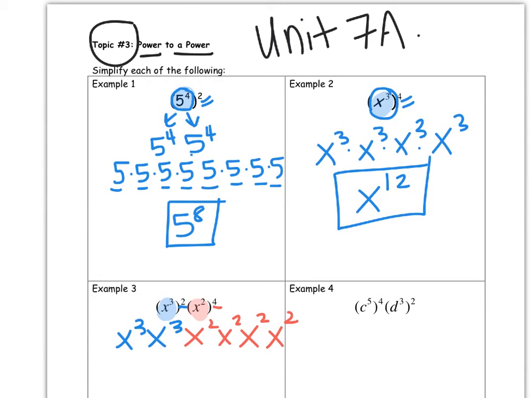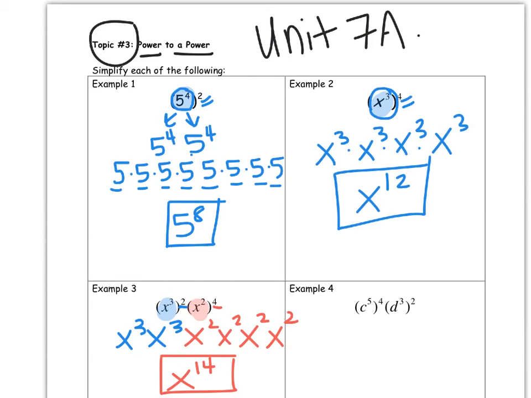Alright, now I have to keep track of all of these x's, so let's count these up. 3 x's plus another 3. So it's 3 plus 3, that gives me 6. Now each of these is 2. So I have 6 plus 2 is 8, plus 2 is 10, plus another 2 is 12, plus 2 is 14. I get x to the 14th power total.